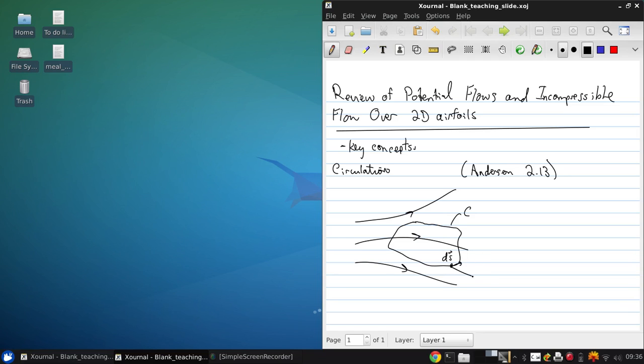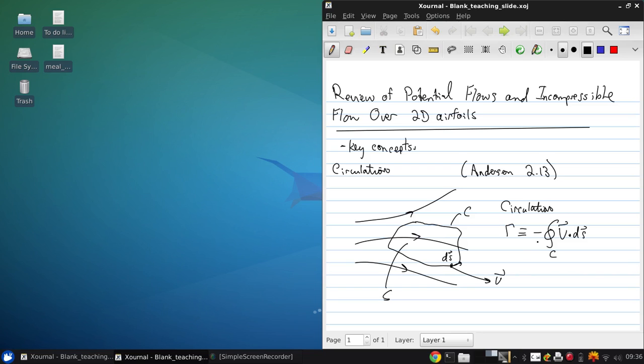The velocity on the surface is V, and the vorticity inside is zeta. So we define the circulation, gamma, to be the negative of the closed loop integral over the contour C of V dot ds.